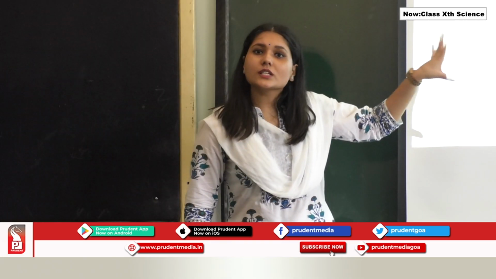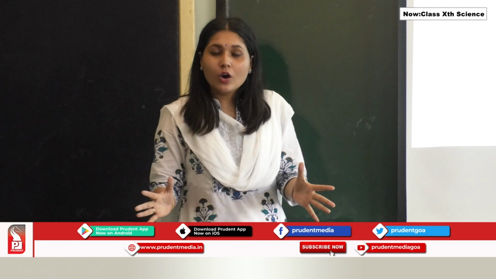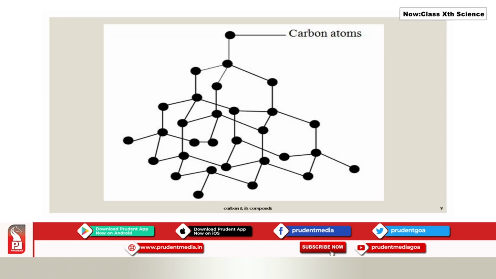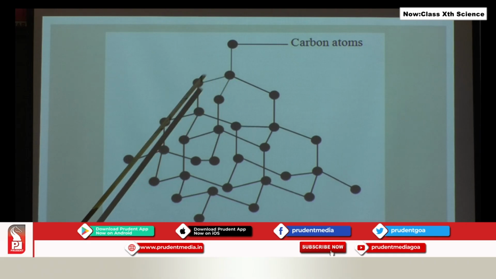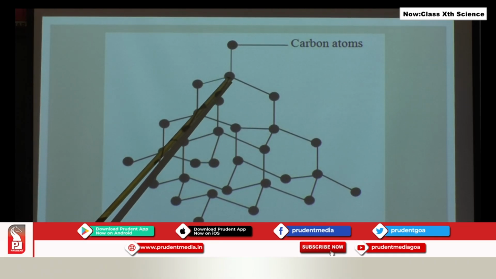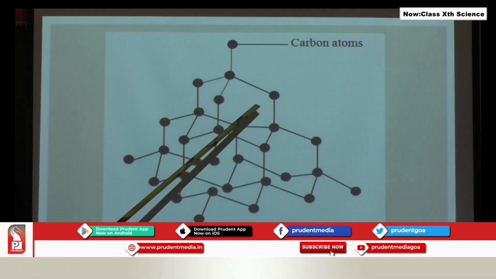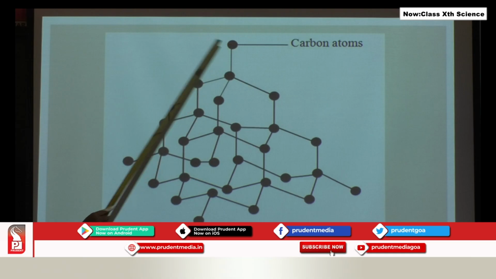Remember students, this is just a part of the structure; it is a gigantic molecule, and the picture that you see on the screen is just a part of the molecule. Over here, let us take these black dots as our carbon atoms. You can see one carbon atom is linked to 4 other carbon atoms. So you can see 1, 2, 3, 4.